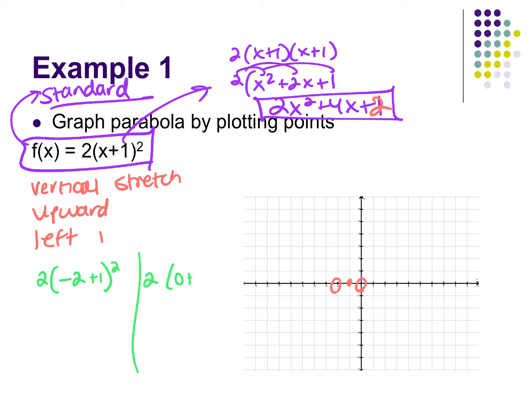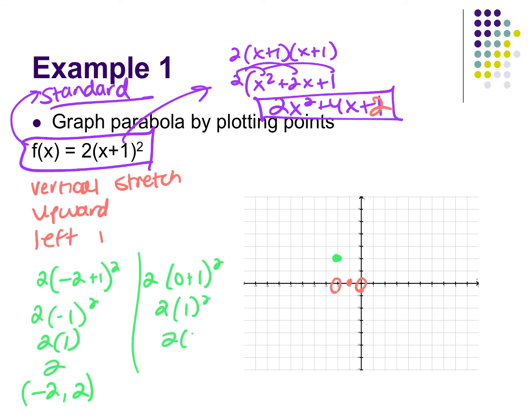So you pick the points based off what's next to it? Correct. On left and right. So use your transformations to get the vertex and then plug in left and right. So this is 2, negative 1 squared, 2 times 1, which is 2. So negative 2, 2, and 2, 1 squared, 2 times 1, 2, 0, 2.